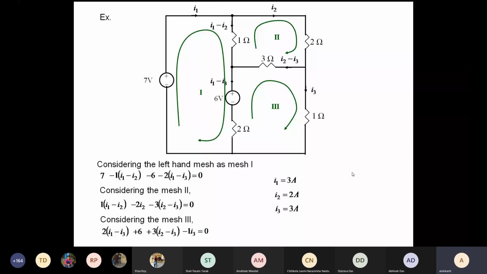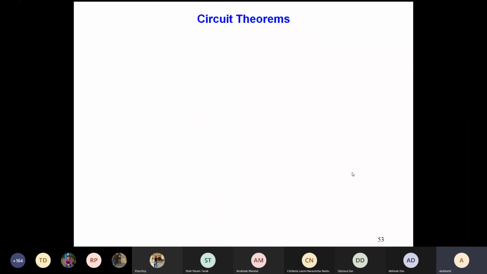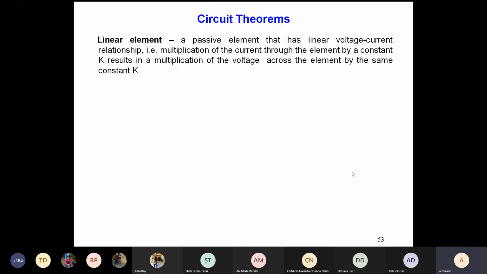So the next topic that we will do is circuit theorems. Electrical engineering is all about theorems, because for circuits a lot of theorems have been proposed, and we can make good use of these theorems for solving circuits. First we will define some terms, because many types of circuits are possible, but the circuit theorems are relevant to particular types of elements. So we will first define them, and then go ahead with the circuit theorems.